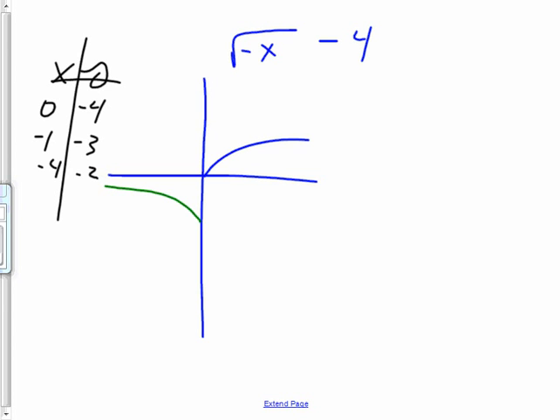All right, how could I know that? Because if I stick in a -4 right there, I'll have negative and -4, which makes 4. Square root of 4 is 2. 2 minus 4 makes -2. That's how I got that point. So -4, -2 would be like right there.